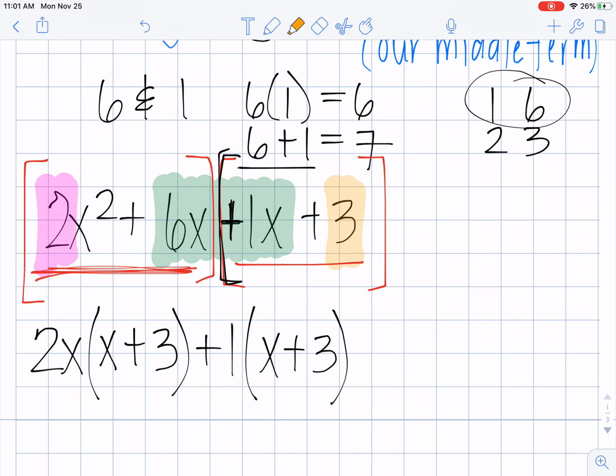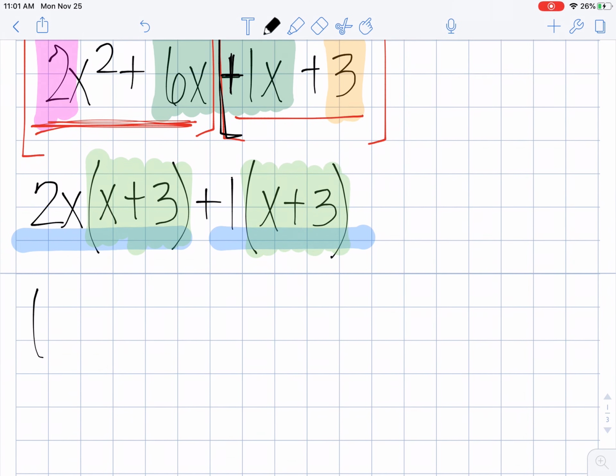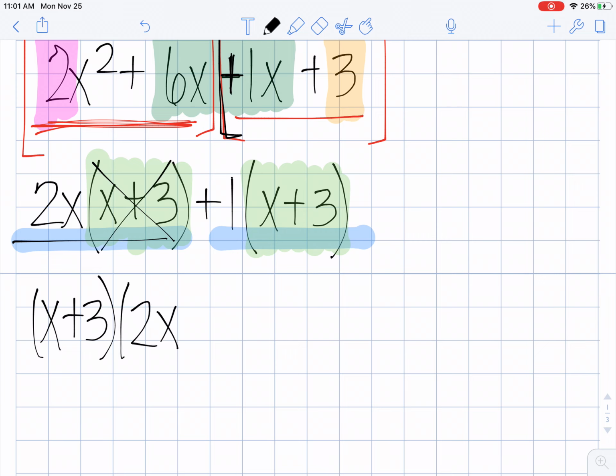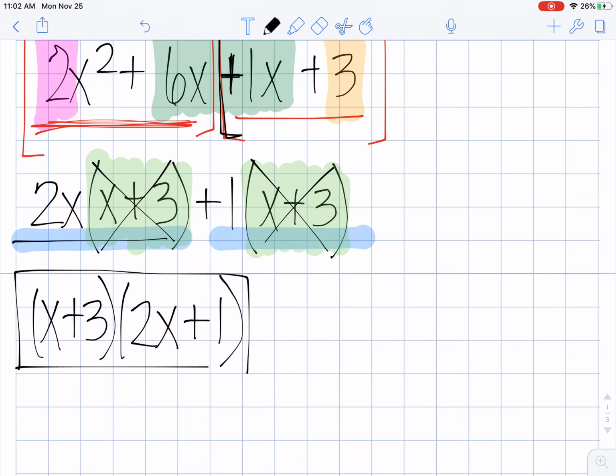Okay, now I have two groups. I have this group, 2x times x plus 3, and I have this group, 1 times x plus 3. What do both of these groups have in common? They both have an x plus 3. So because both groups have an x plus 3 in common, I can factor that out. If I take out an x plus 3 from my first group, I'm left with 2x. If I take out an x plus 3 from my second group, what am I left with? A 1. This becomes my final answer of factoring.